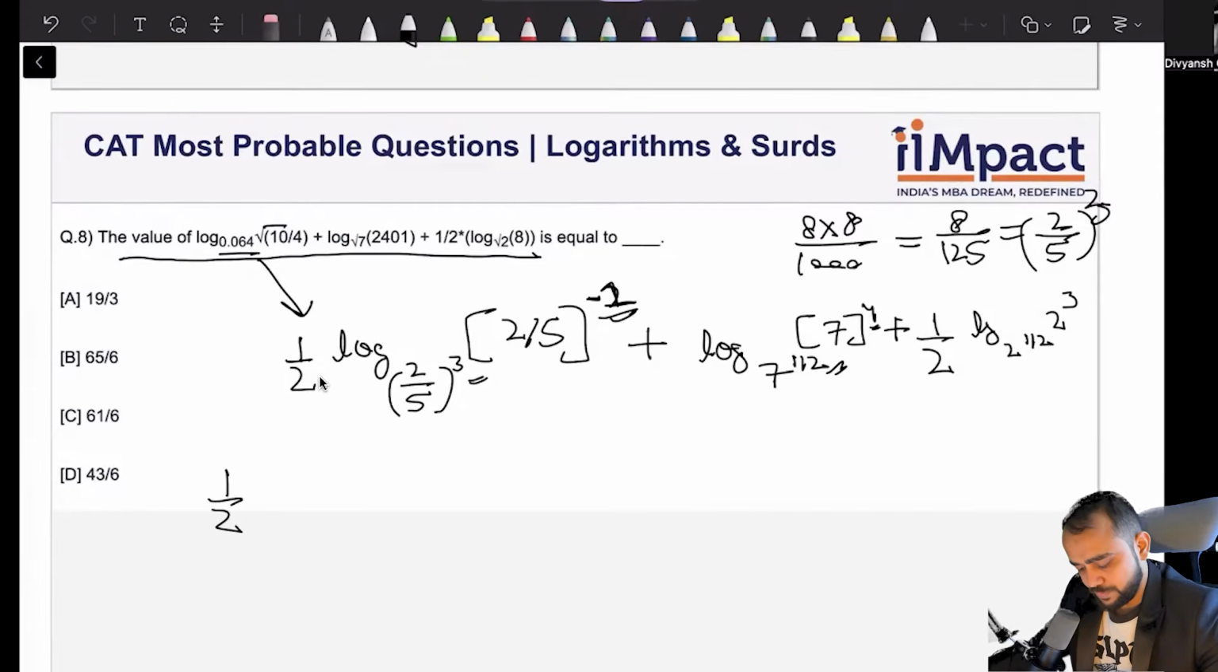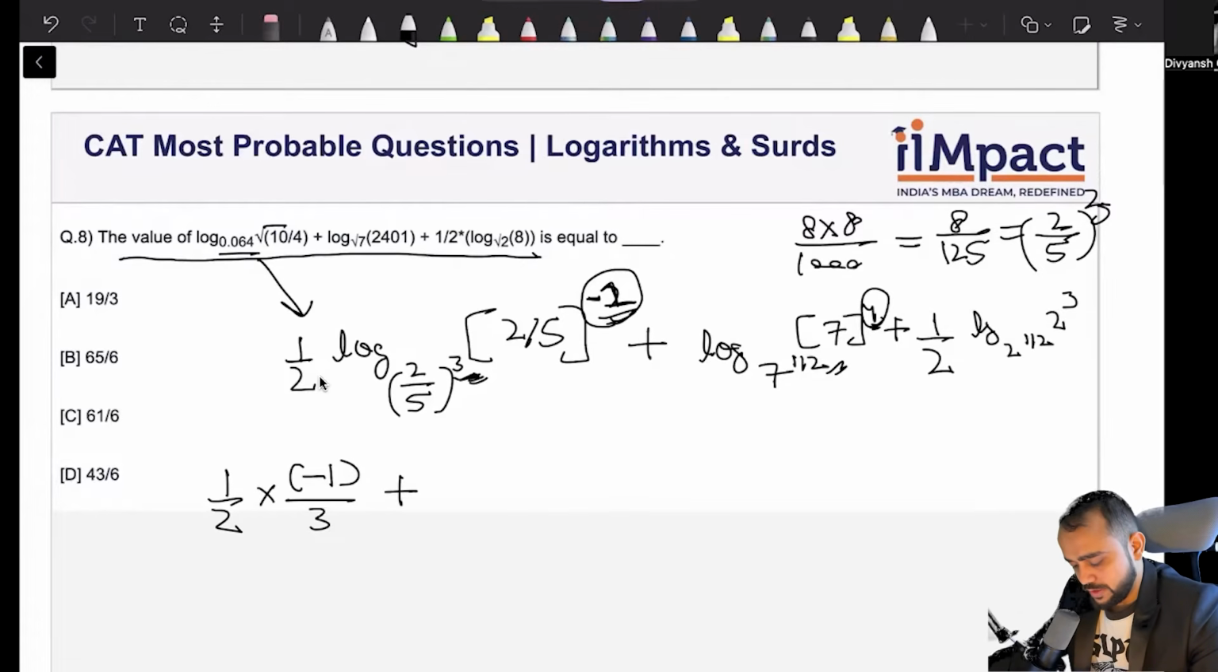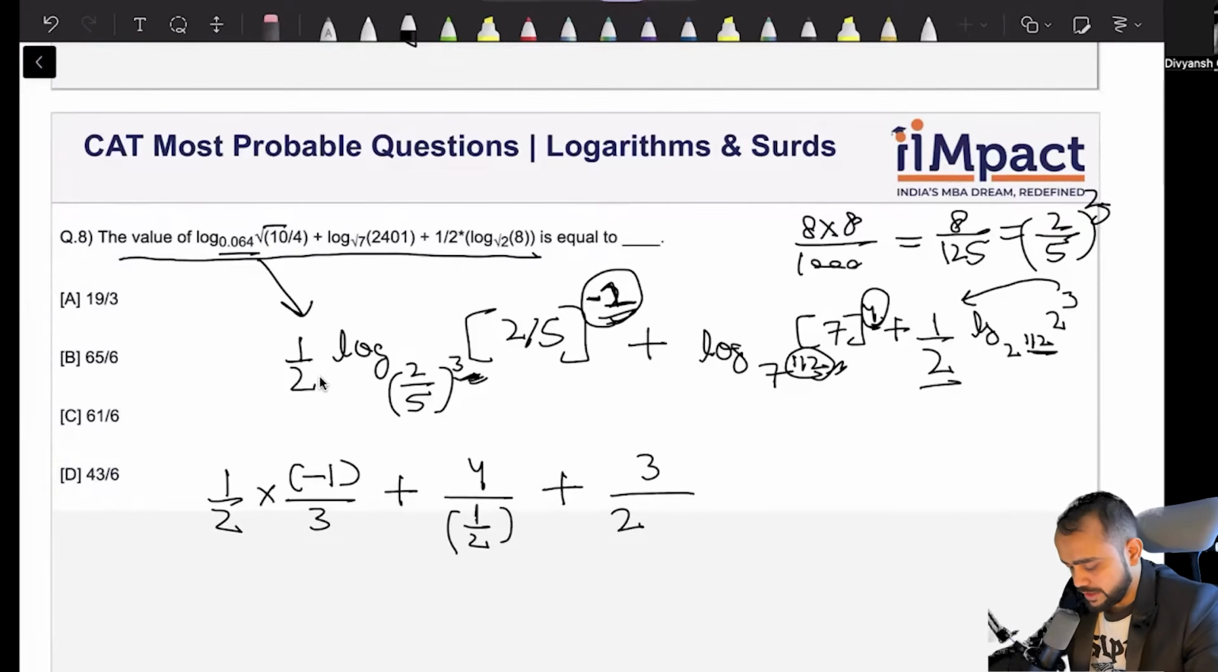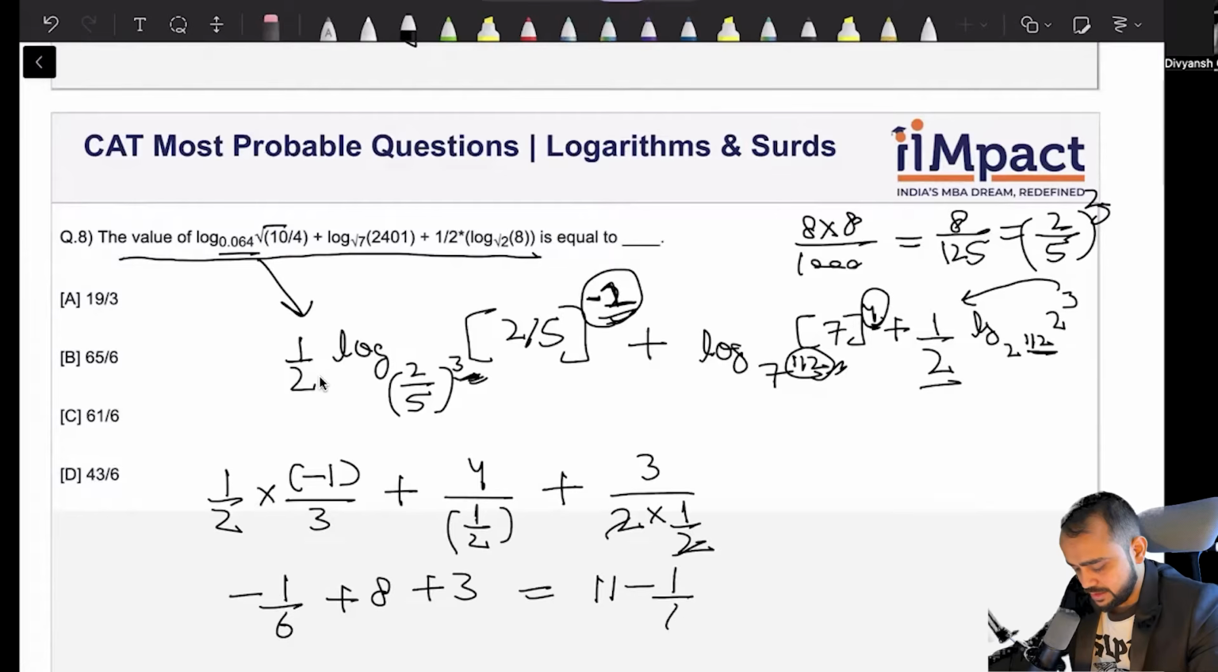So this will turn out to be 1 by 2 into minus 1, which is coming from here, divided by 3. This 3 will go in the denominator. Plus this 4 will come in the numerator, divided by this 1 by 2 in the denominator. Plus this 3 in the numerator. You already have a 2 sitting here, and this 1 by 2 will come in the denominator. So I'm getting minus 1 by 6 plus 8 plus 3, because 2 cancel. So this is going to be 11 minus 1 by 6, or 65 by 6, which is option number B.